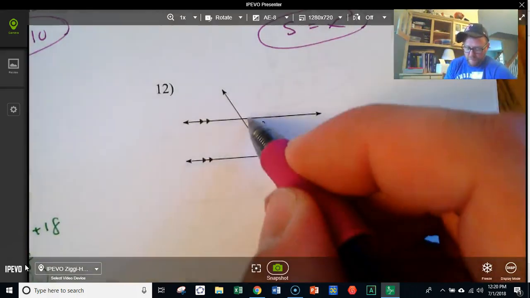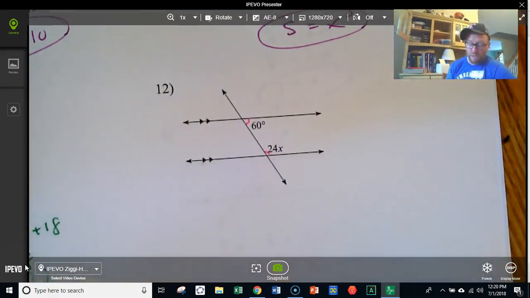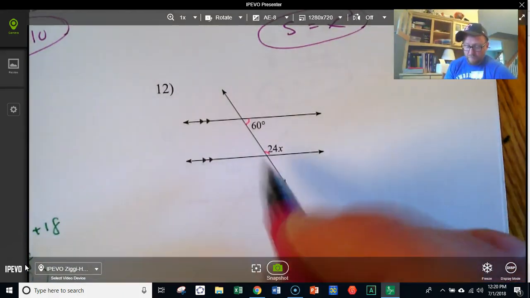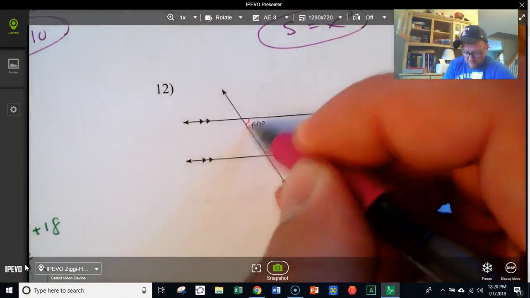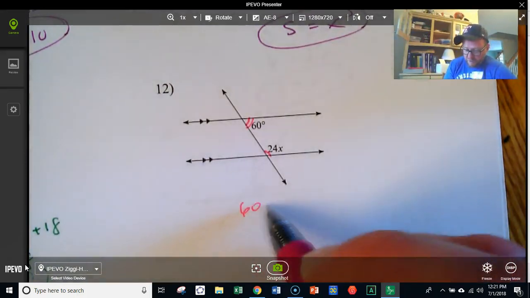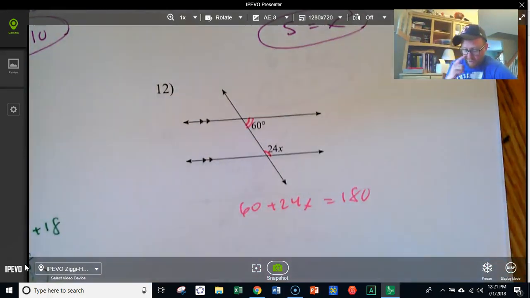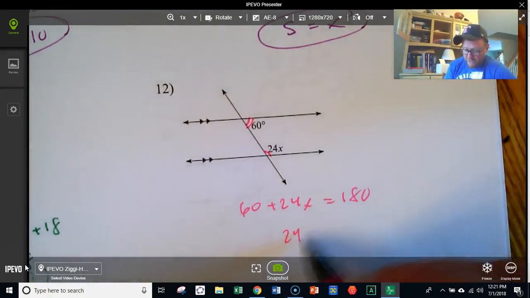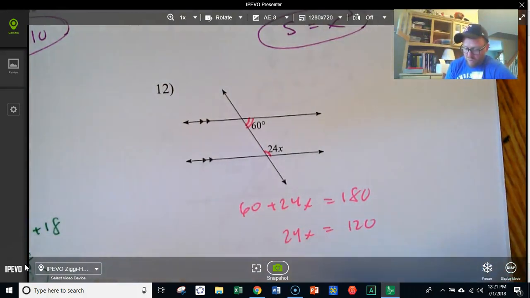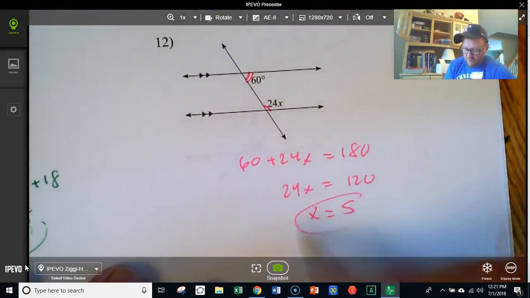Okay, next up, we've got a pair of same side interior angles. They're supplementary. I should mark them. Yeah, different angle markings there. Which means that 60 plus 24x must equal 180 altogether. I'll take 60 from each side. 24x equals 120. I'll divide by 24 on both sides, and x equals 5.